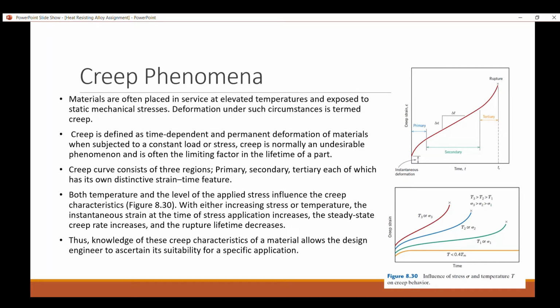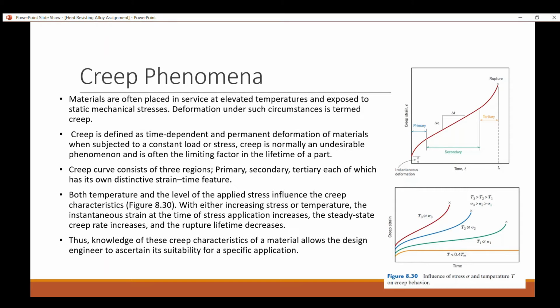Creep is the time-dependent and permanent deformation of materials when it is subjected to a constant load or stress. It is known that creep is not wanted, as it is a limiting factor for how long an object lasts. So materials are often placed at high temperature and exposed to static mechanical stress in, for example, industries. This kind of deformation is also defined as creep.